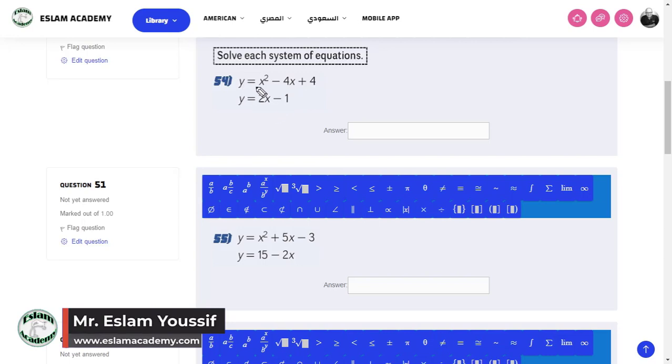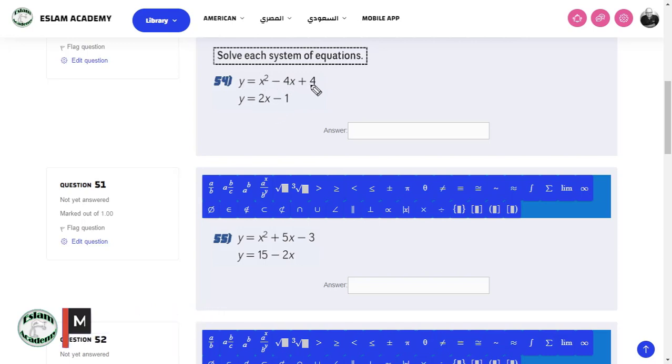You will find that y equals x² minus 4x plus 4, and y equals 2x minus 1. We will just remove the value of y and replace it. So we have x² minus 4x plus 4 equals, and instead of y, we just replace it with 2x minus 1.